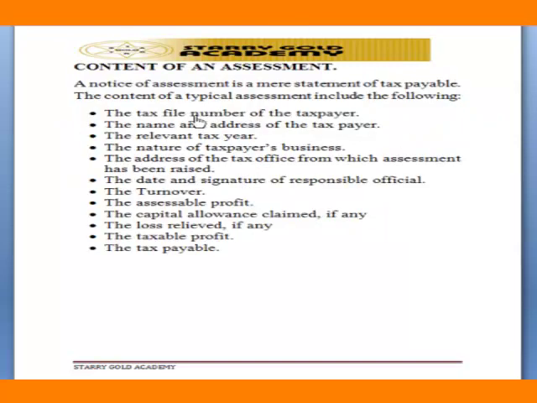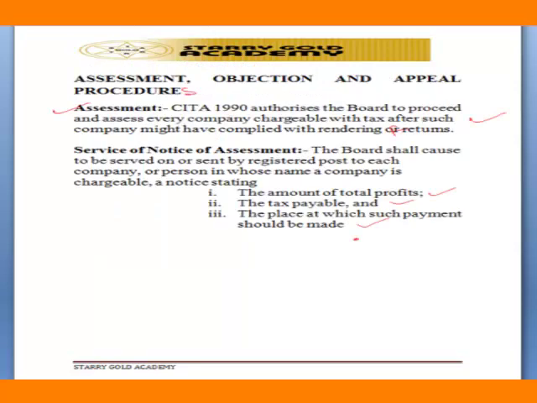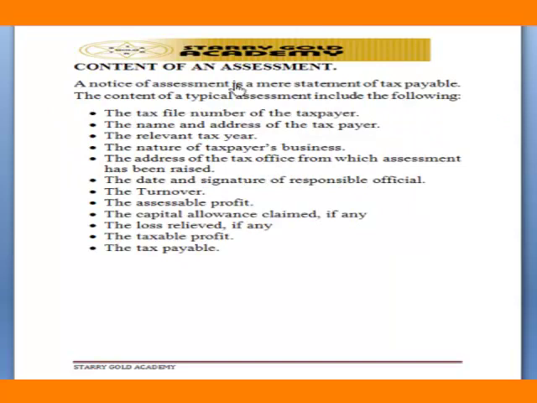Next, the content of an assessment. There's a notice of assessment that has been sent to the taxpayer. So what will the notice of assessment contain? Don't forget, here we are looking at what the notice will state: the amount, the total profit, the tax payable, and the place to be paid. Now, a typical assessment will include the following.